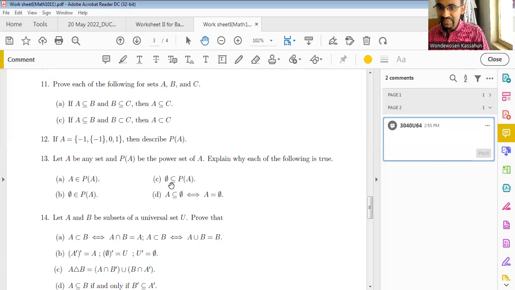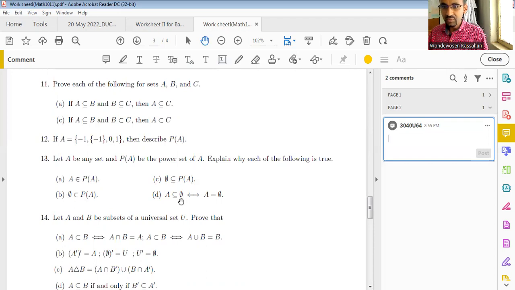C, the empty set is a subset of the power set of A. Yes, it's true. Why? Because the empty set is an element, and at the same time the empty set is a subset of any set. So the empty set is a subset of the power set of A. That's also true.